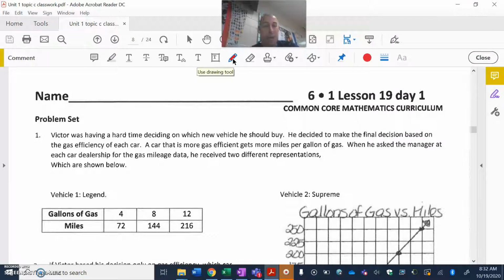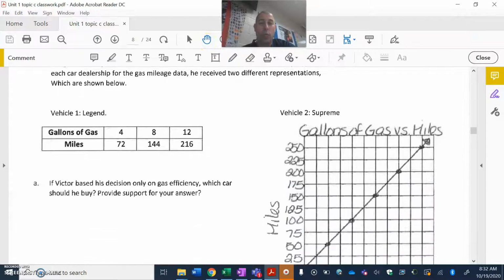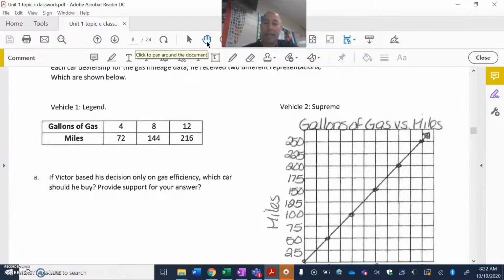So here we go. We've got Victor here. He's trying to decide which new vehicle to buy. He says he's going to base the final decision on gas efficiency. So in other words, how many miles per gallon it's going to get. A car that gets more gas efficient miles per gallon. When he asked the manager at the car dealership for the gas mileage data, he received two different representations, which are shown below. So what we're doing here is we want to know who's going to get more miles a gallon. More miles a gallon means the more that you can drive your car on 1 gallon of gas.